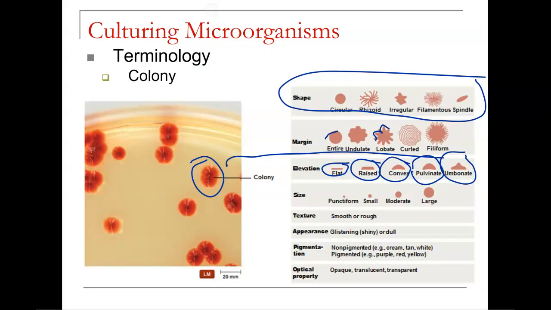Look for pigmentation. Sometimes it's cream. It could be tan. It could be white, purple, red, yellow. Sometimes the pigment's darker in the center and gets lighter as it goes out, as the ones that you're seeing in these colonies. Optical properties there. It could be opaque, it could be translucent, it might even be transparent. So you've got to look at all these different things when you're looking at those colonies. And all of that's going to help when you're describing it. That's going to help you to determine what you're looking at.